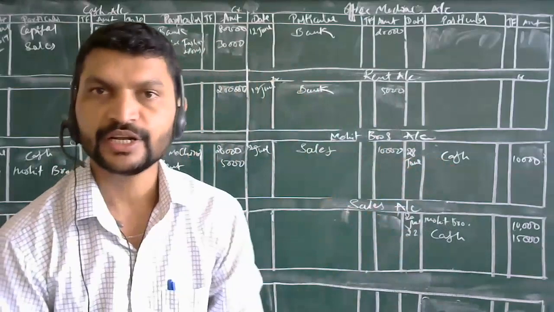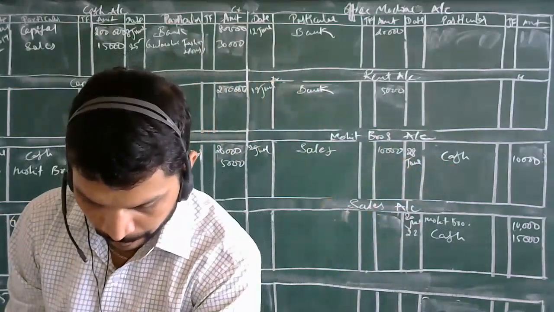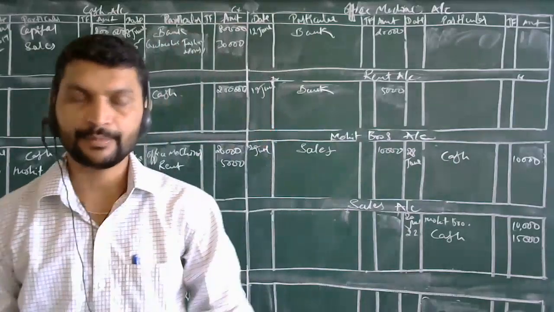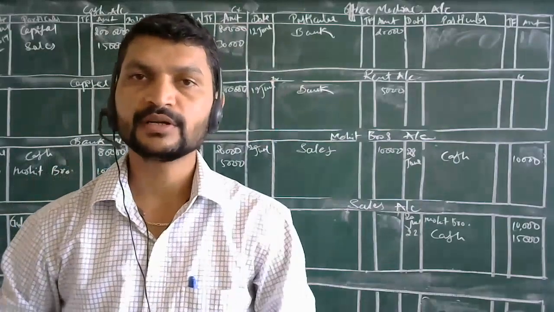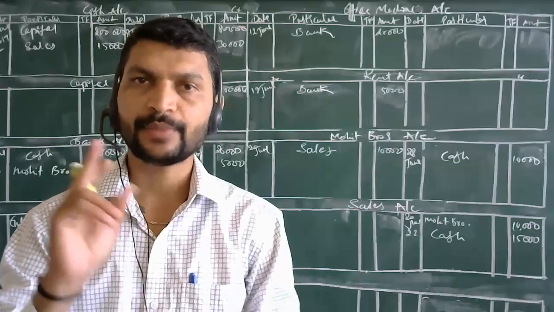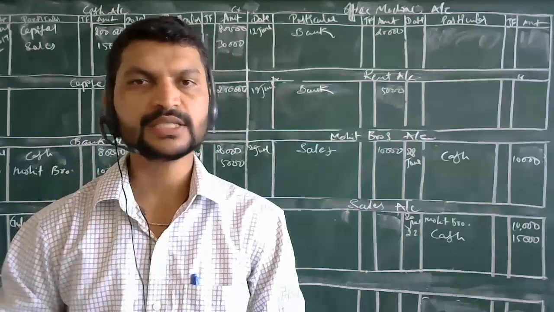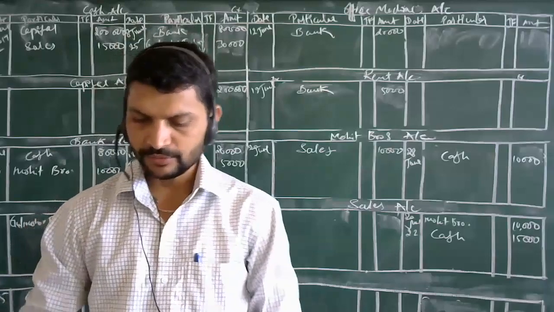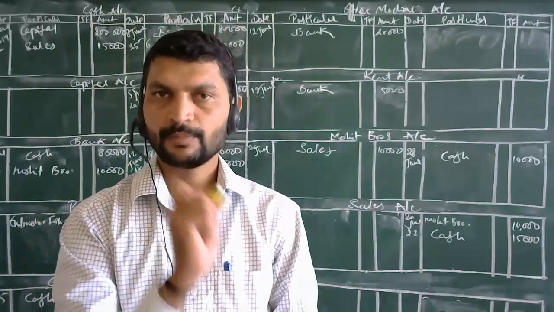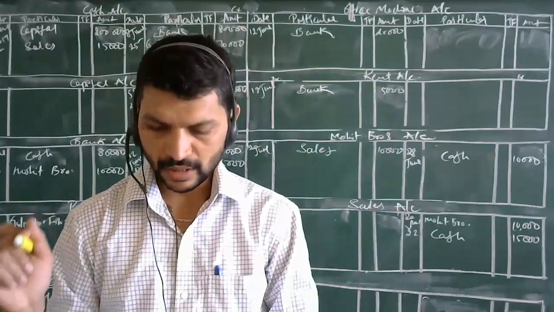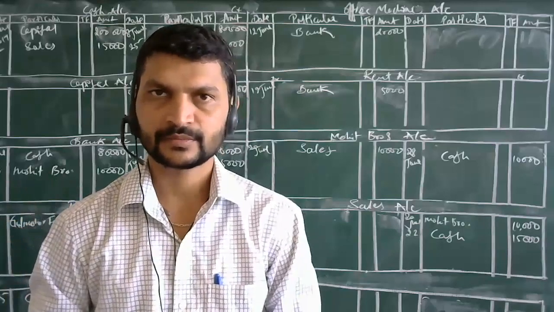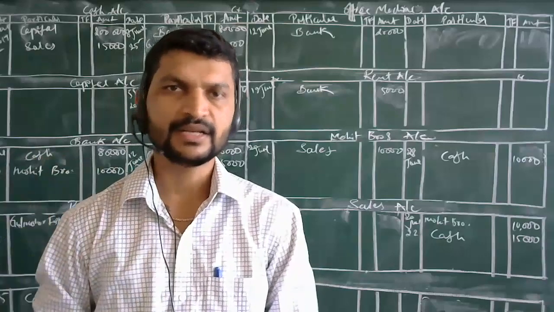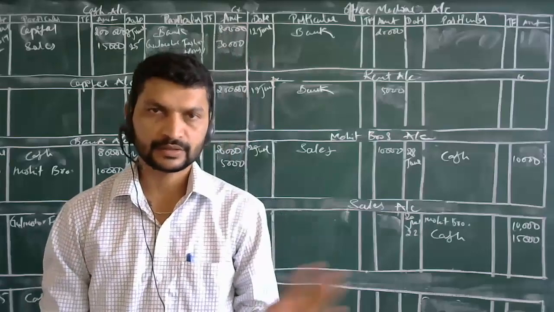So what will be the journal entry for this? Bank account is debited. Bank account debit to Mohit Brothers account, 10,000 rupees. Narration: payment received in full and final settlement. That's it. This is the journal entry.